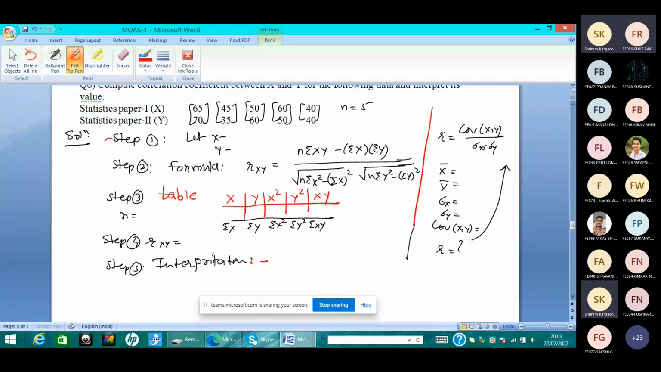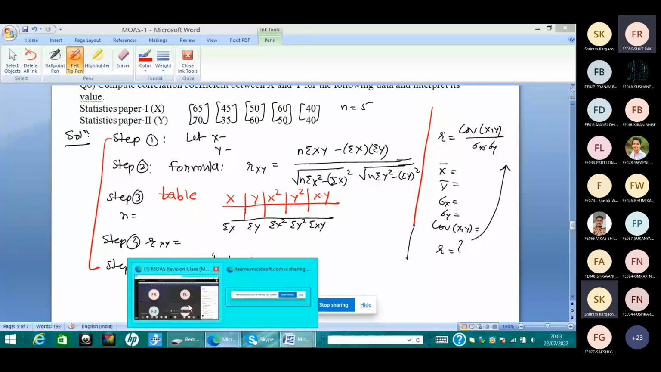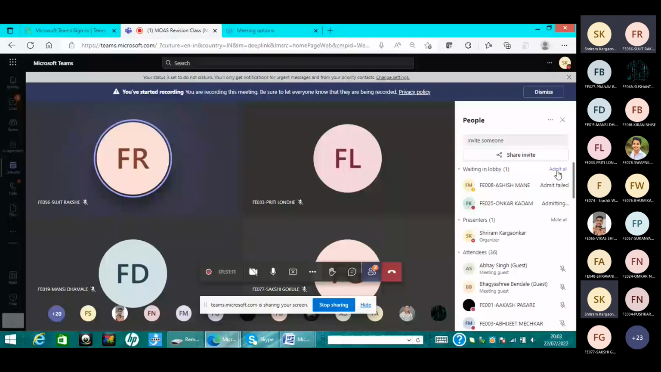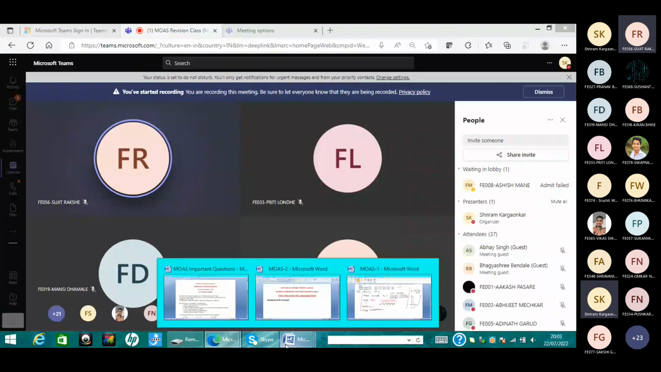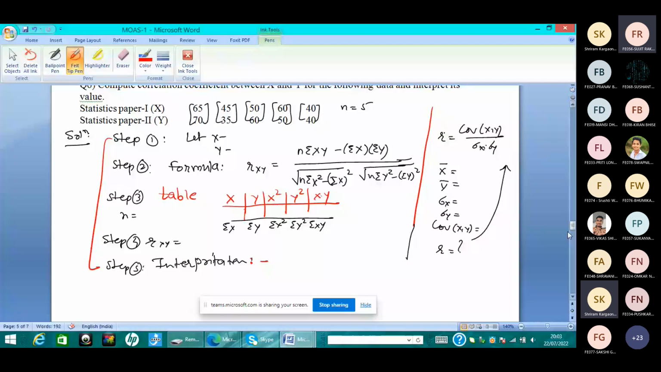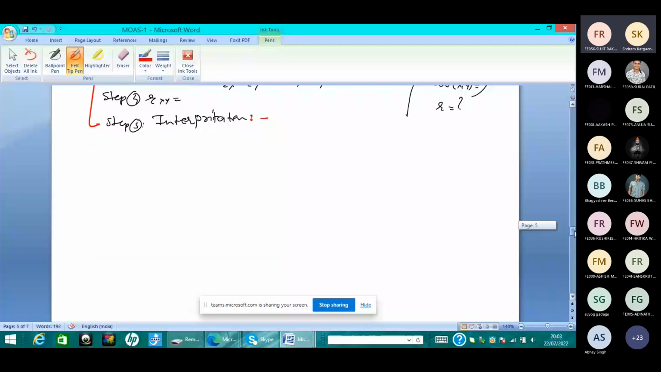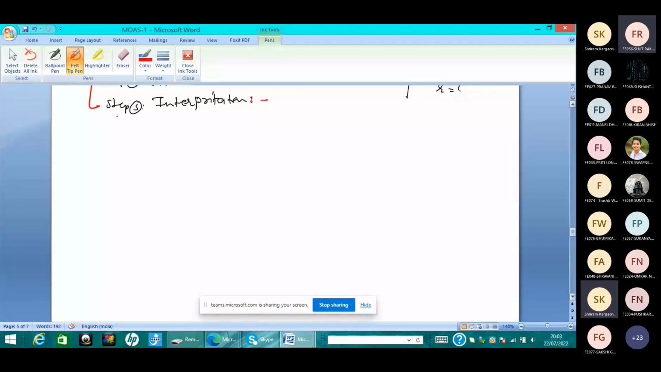Okay, so when you are given raw data like this, you can use this. Now quickly, within 2 minutes, I will tell you about rank correlation, or better, I will cover it in a separate session.